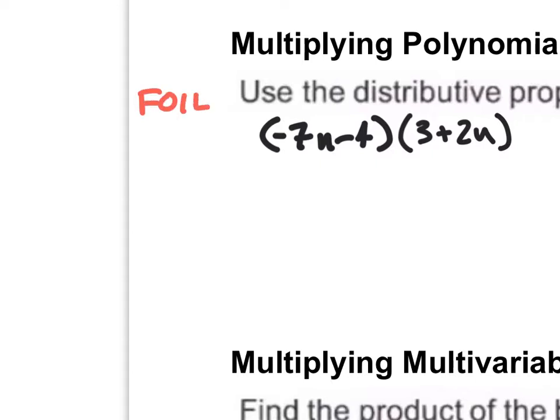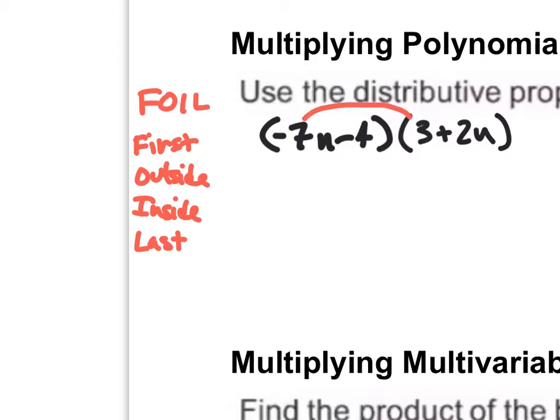FOIL stands as an acronym. The F stands for: we multiply the first terms together, we multiply the outside terms, we multiply the inside terms, and then we multiply the last terms. So if I multiply the first terms, I draw an arc from negative 7n to 3, and then I take negative 7n times 3.